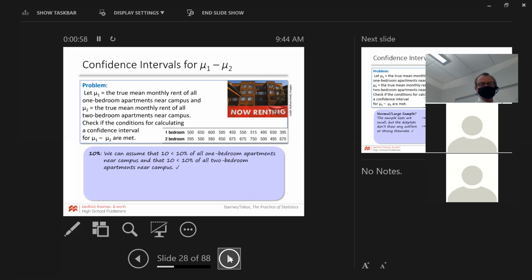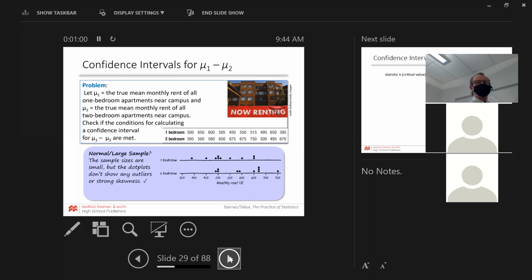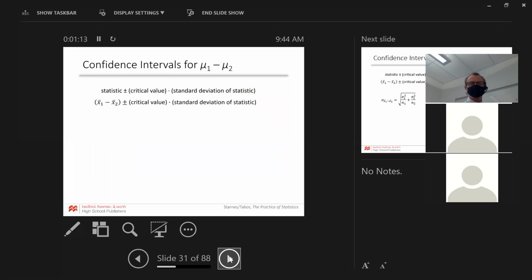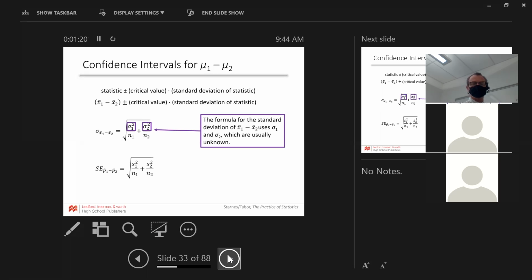So yes, there's less than 10% of all the apartments. And then the sample size is too small. They're drawing a dot plot. We would draw a box plot. Does that make sense? You don't have to worry about this, okay? They're saying this. We're replacing the parameter with a statistic, so we replace the sigma with standard error. But your calculator does it for you. Don't worry about it.